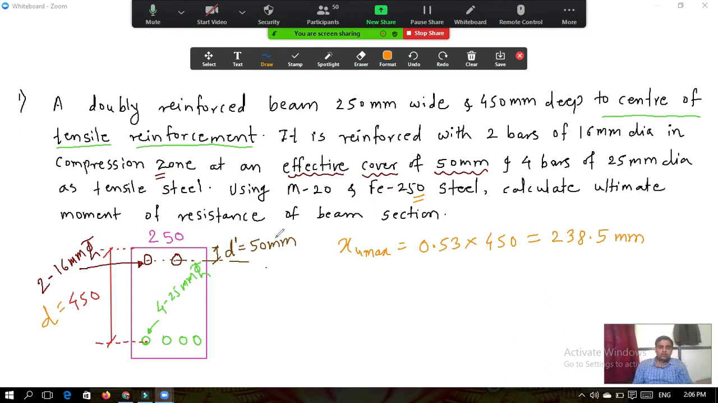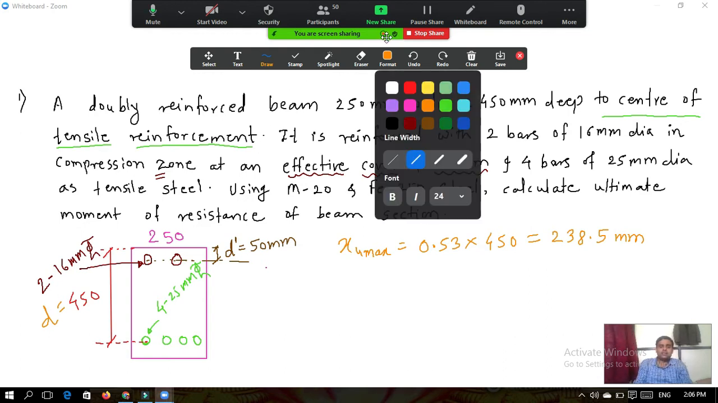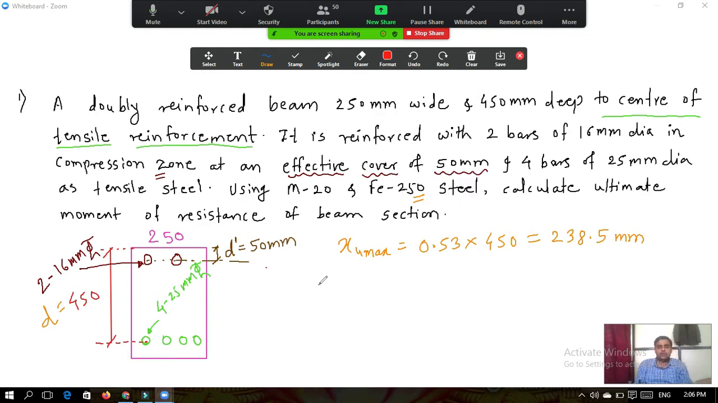Okay. Now we will assume the balanced section. We don't know what type of section it is, so initially we will assume a balanced section.